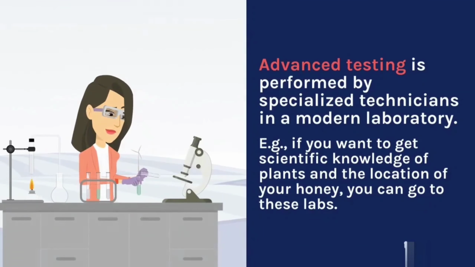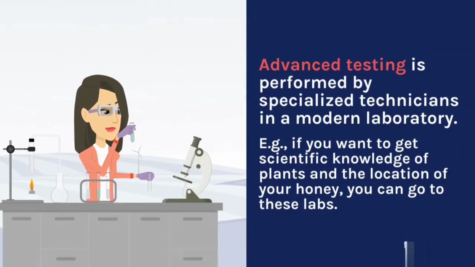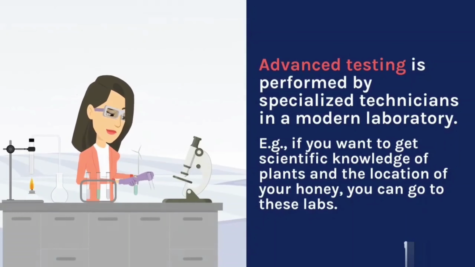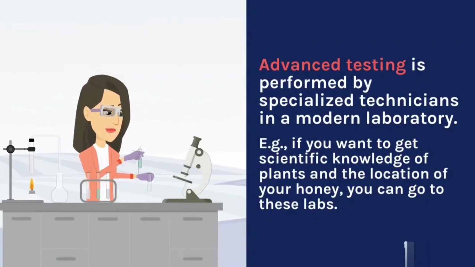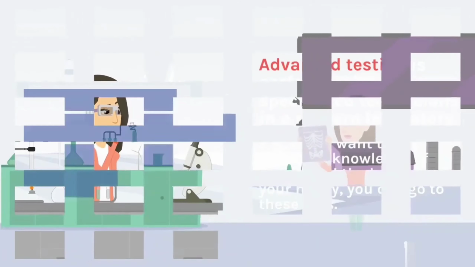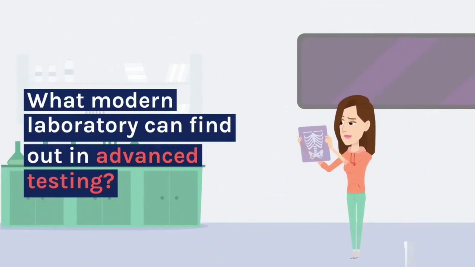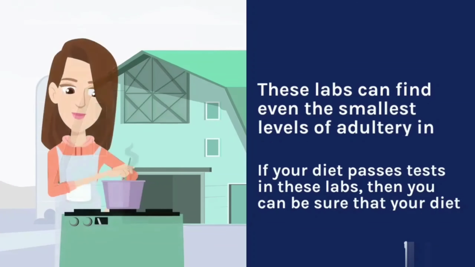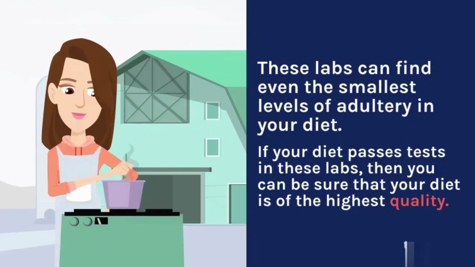Advanced testing is performed by specialized technicians in a modern laboratory. For example, if you want scientific knowledge of the plants and the location of your honey, you can go to these labs. What can a modern laboratory find out in advanced testing? These labs can find even the smallest levels of adulteration in your diet. If your diet passes tests in these labs, then you can be sure that your diet is of the highest quality.